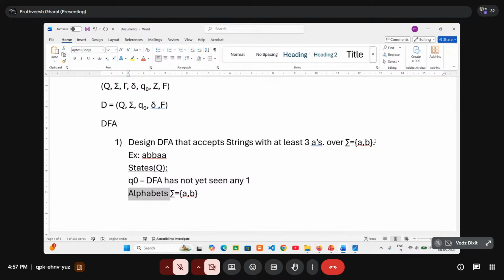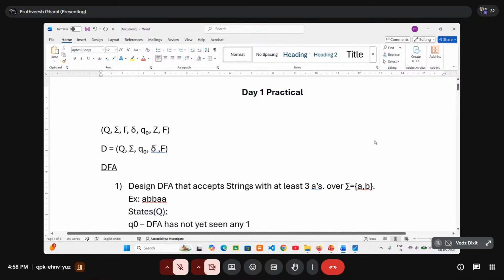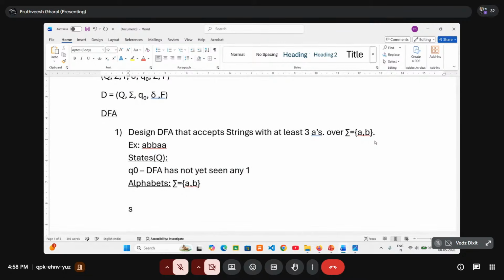All right. If any input has, let's say, C in it, then the DFA will not accept it. So this is something which you have to remember, that a DFA will only accept input within the alphabets here. Next is Q naught. We have already defined here what Q naught is. Q naught means the start state.